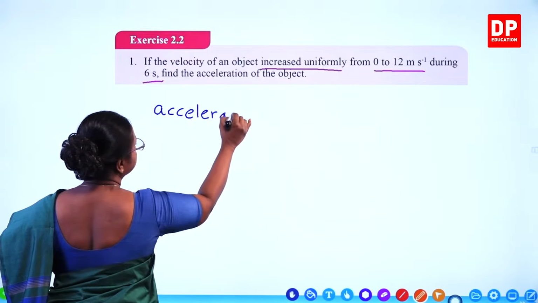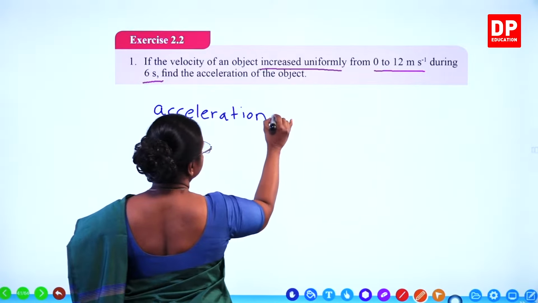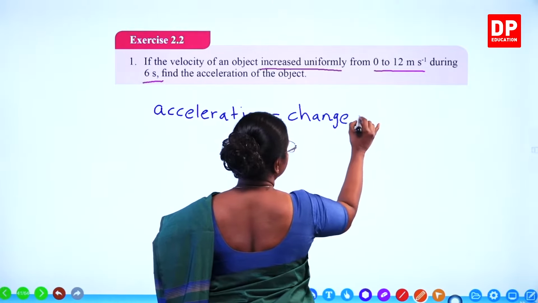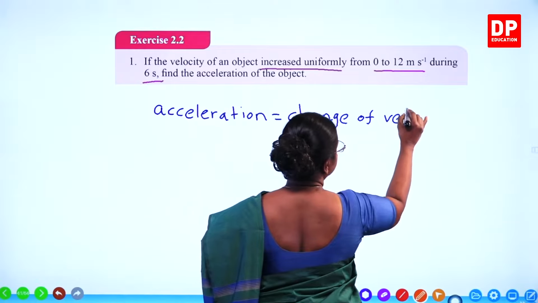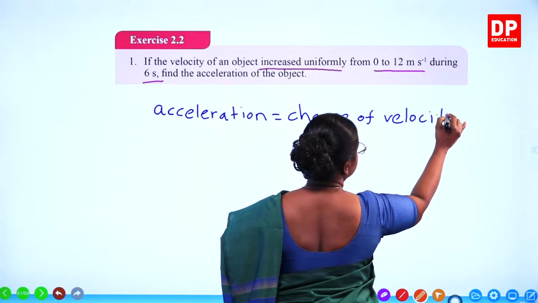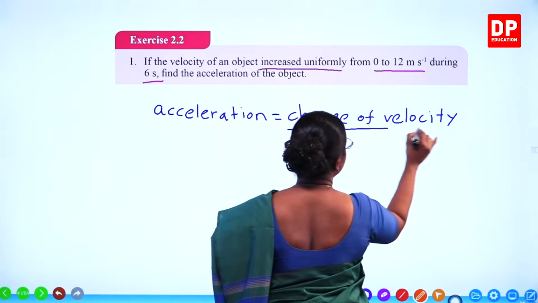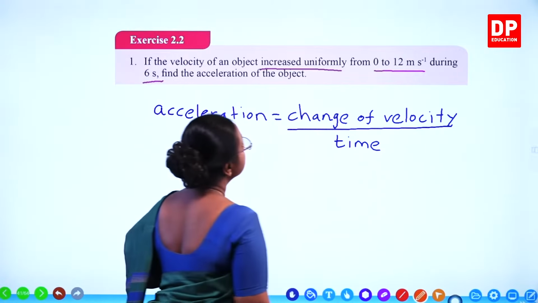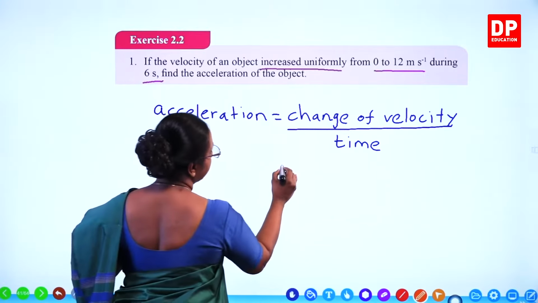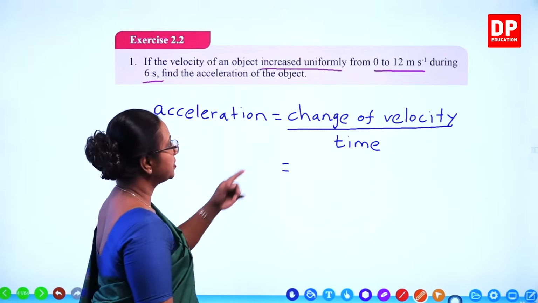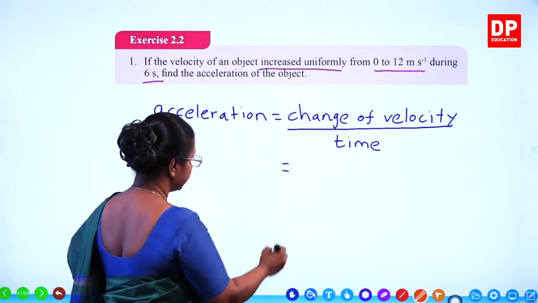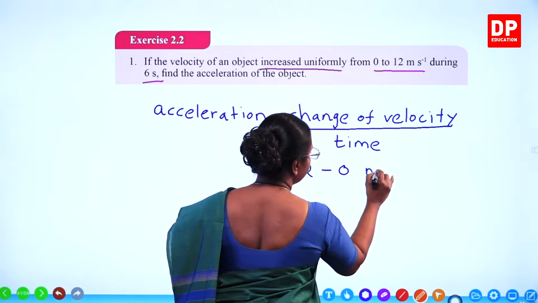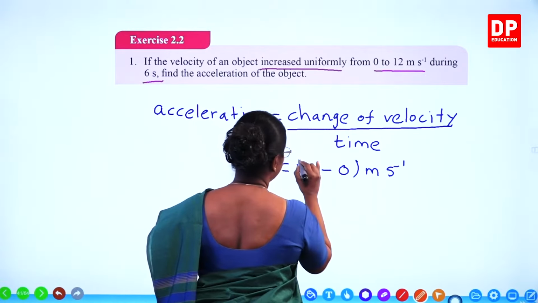Acceleration equals change of velocity, that is final velocity minus initial velocity divided by time. So here you can see the final velocity is 12 meters per second. So 12 minus 0 meters per second.